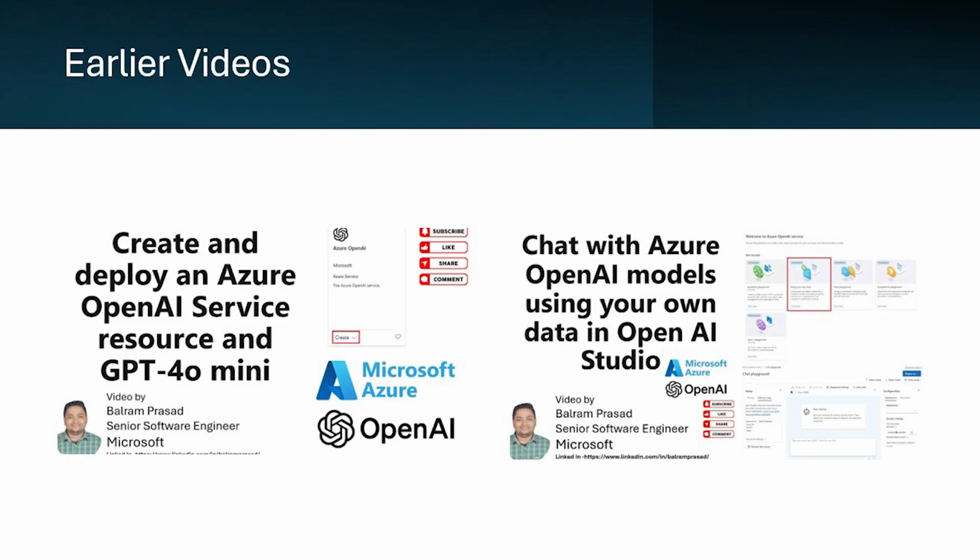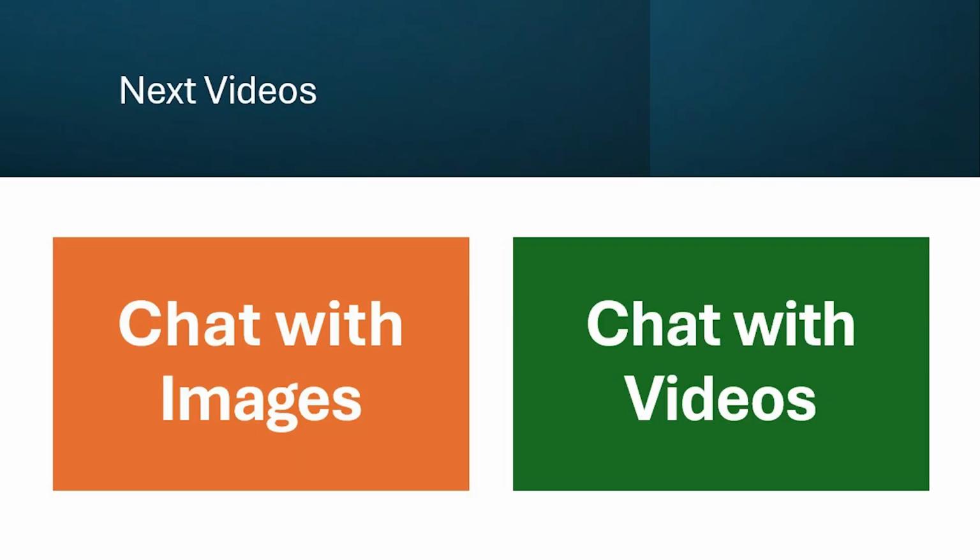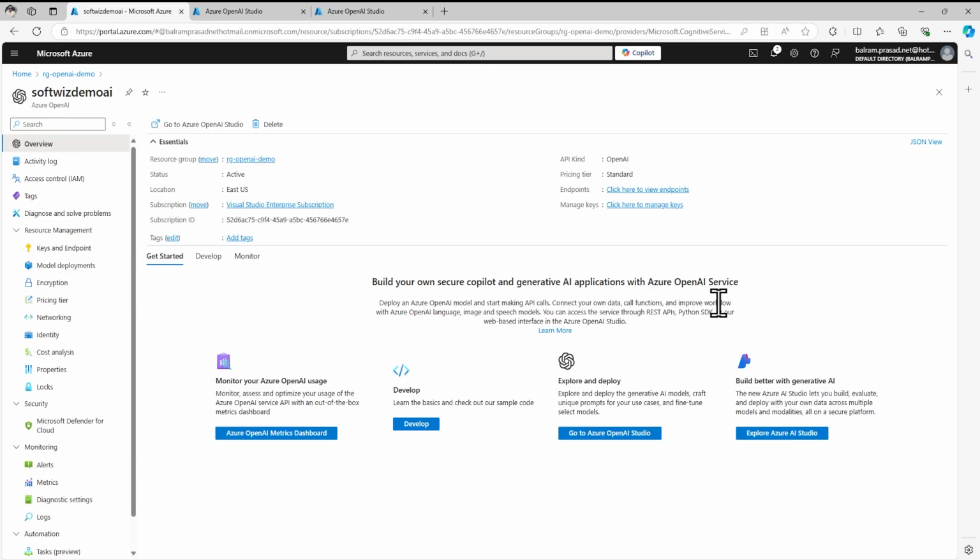In earlier videos, we have seen how to create a GPT-4 mini model, and also how to chat with our own text data inside Azure OpenAI Studio. In the next video, we are going to see how we can chat with image data or videos or media related data. Before we go to that demo, I just wanted to show you that OpenAI Studio is getting a new look and what that new look is going to look like.